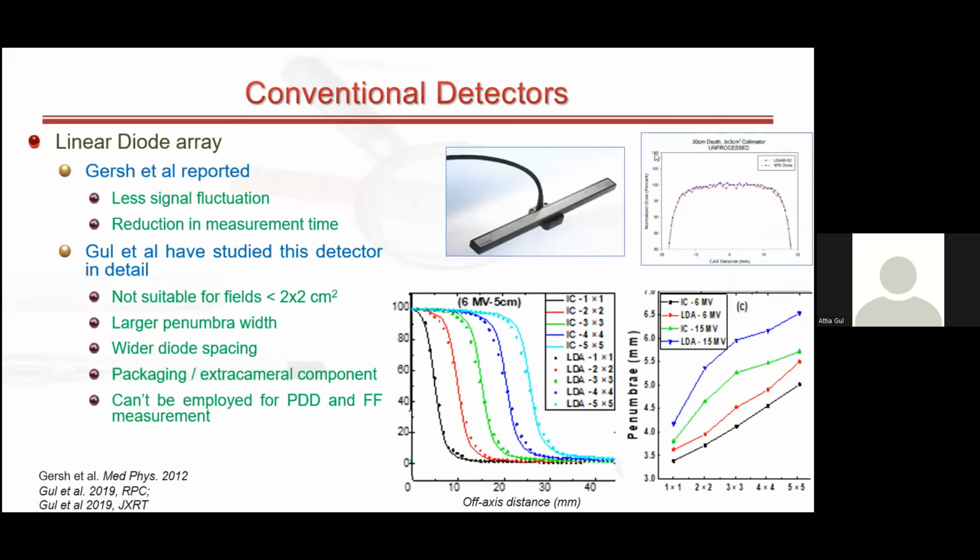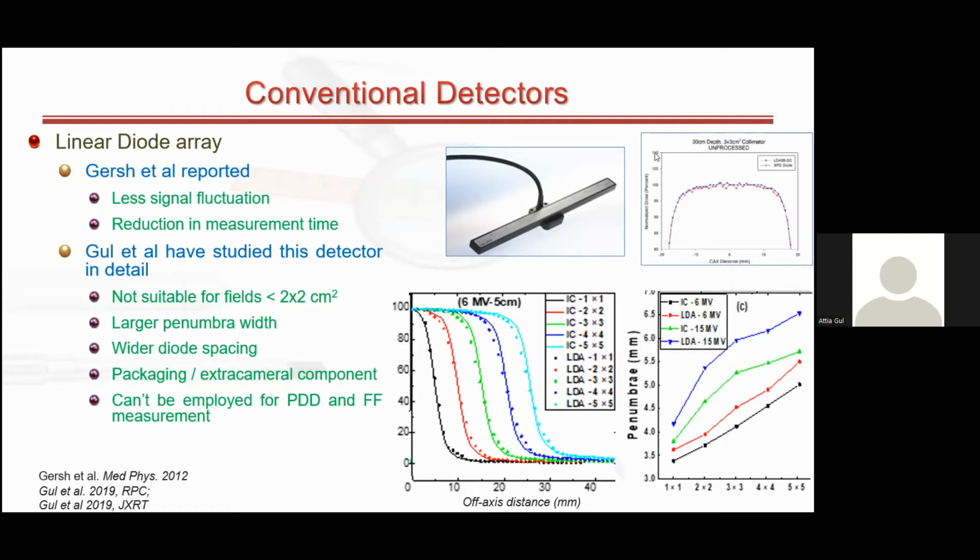There is another detector. Many clinics, many departments must be having it. We also have this detector, the linear diode array. Basically, this is used not for small field dosimetry, but for dynamic fields. In the past, when we used to measure enhanced dynamic wedge profiles, we were using this linear diode array. So basically, it is used for dynamic fields and in one dimension.